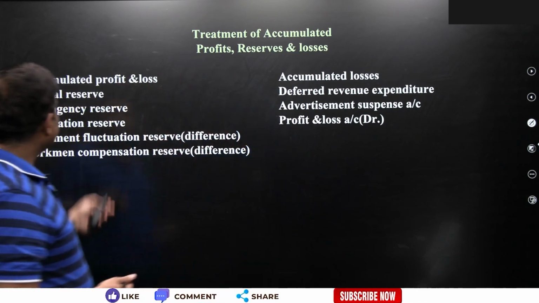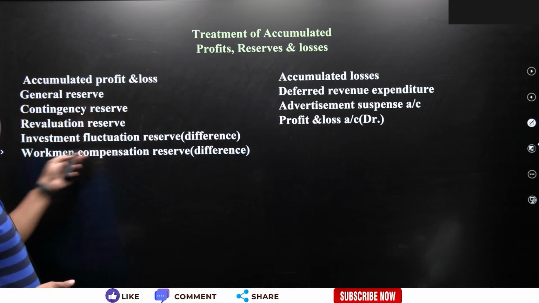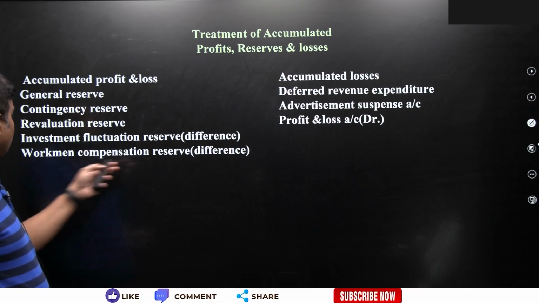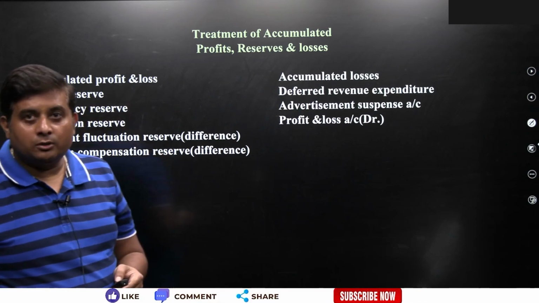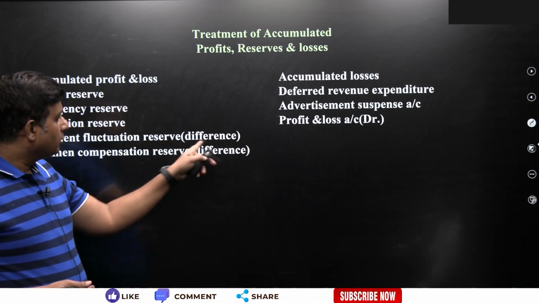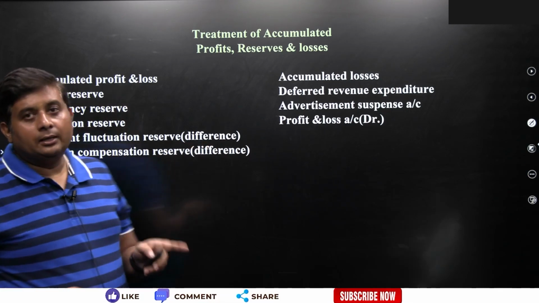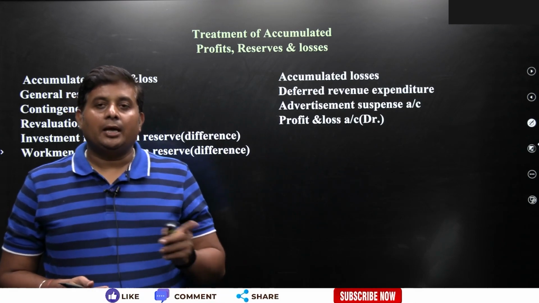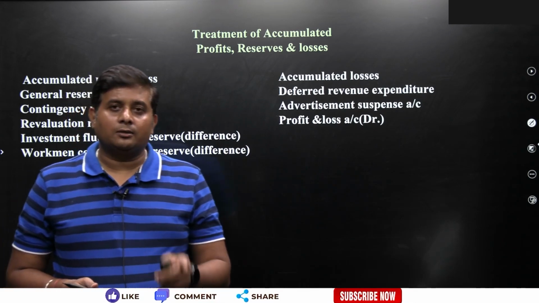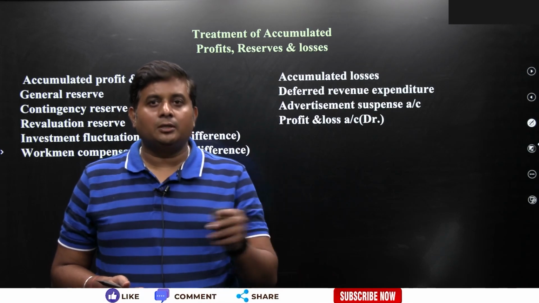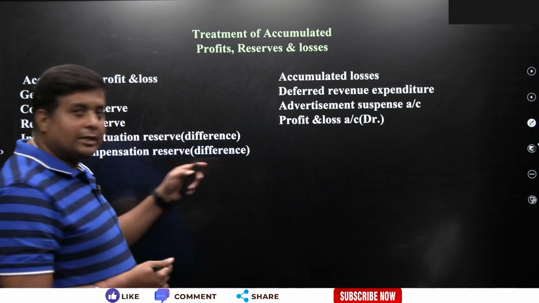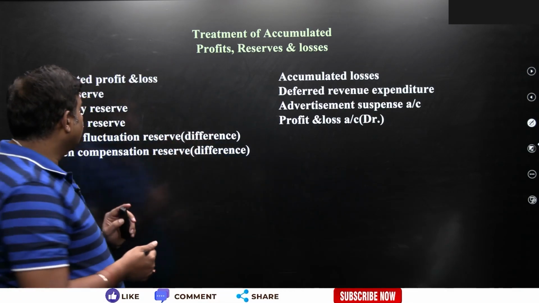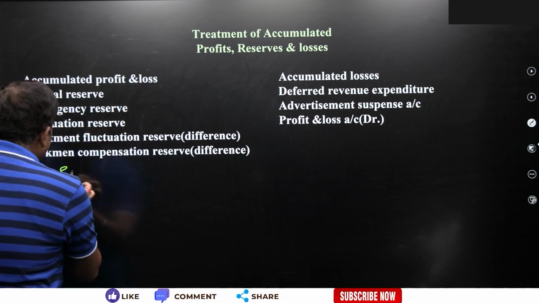So here is a list: general reserve, contingency reserve, revaluation reserve, investment fluctuation reserve, workman compensation reserve. Here I have written difference. Difference means you have to compare the book value with the market value for investment fluctuation reserve, and for workman compensation reserve you have to consider the available reserve against the claimed amount, right? This has already been done in the previous topics. So I'll just take an example of this.